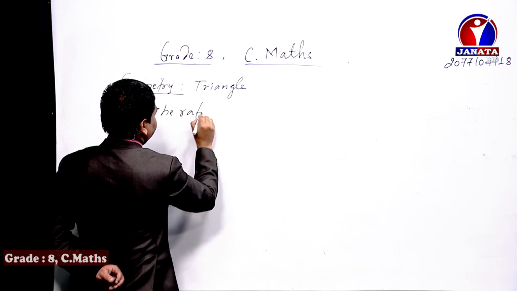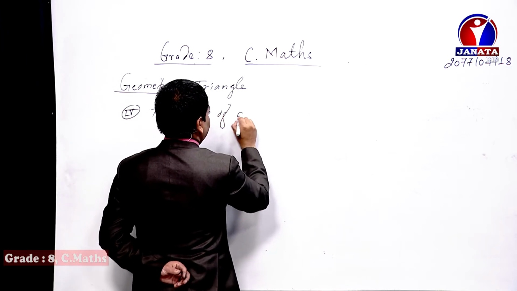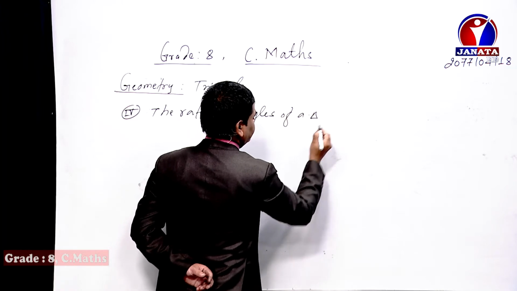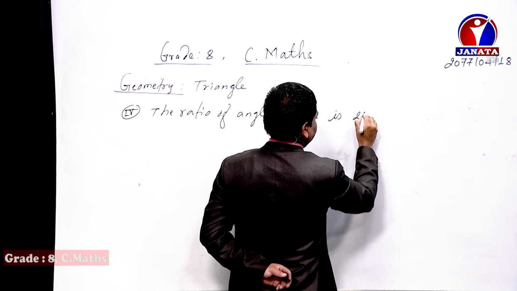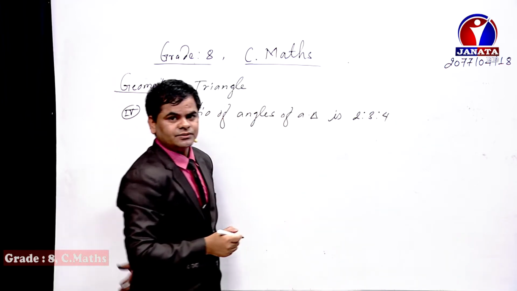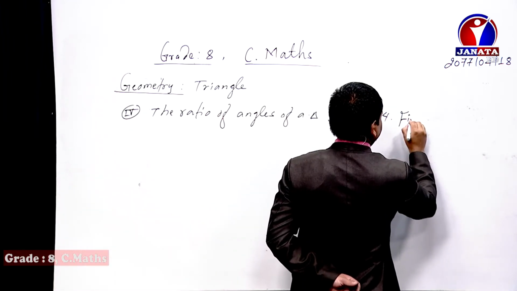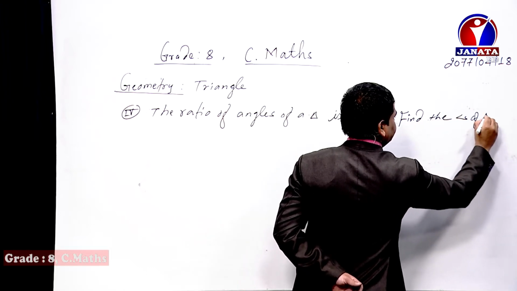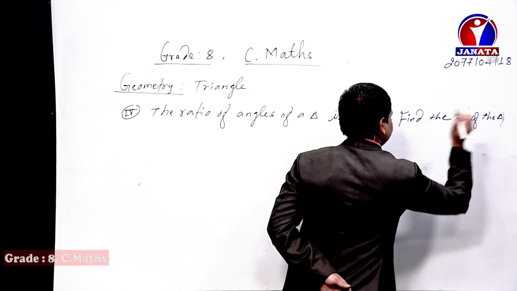The ratio of angles of a triangle is 2:3:4, okay? 2:3:4. Find the angles of the triangle, okay? In this way, full stop.